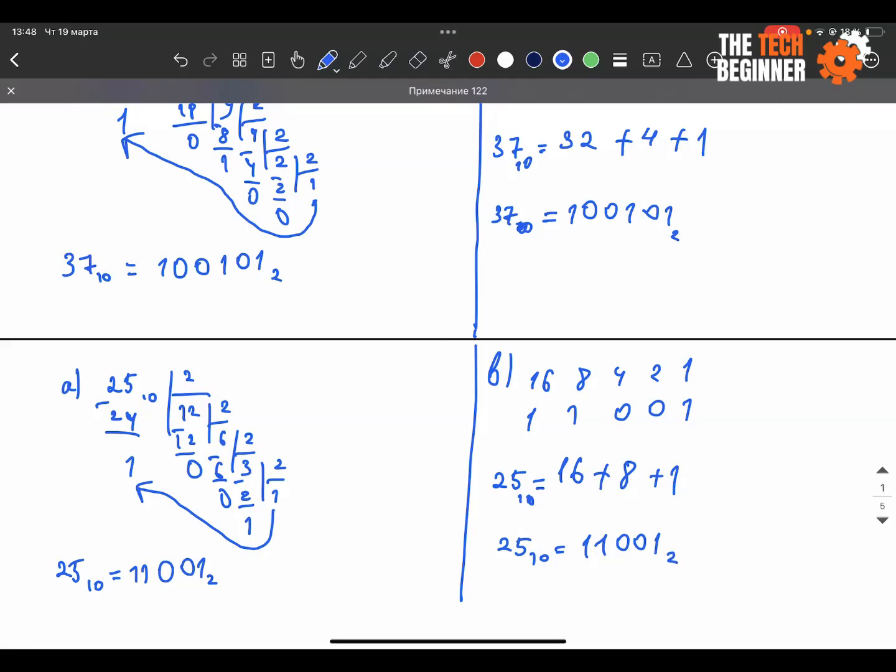So guys, there can be some other ways too, but these are the most common ways. Personally, I prefer the second method because it's much easier to learn. So I hope you understand how to convert from binary to decimal and vice versa.